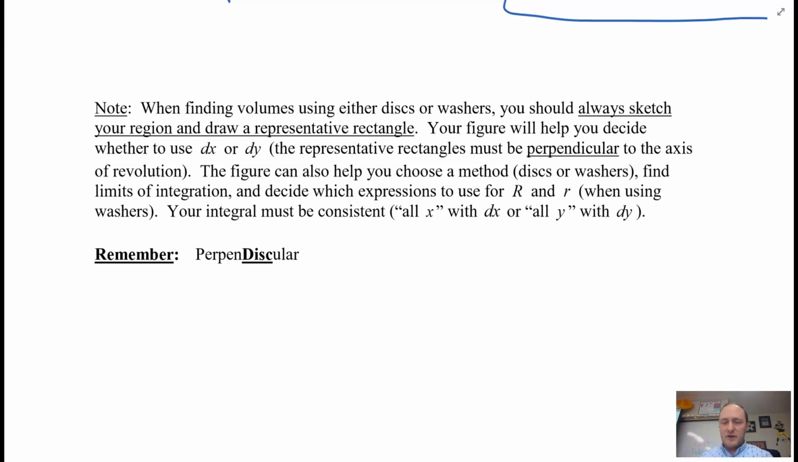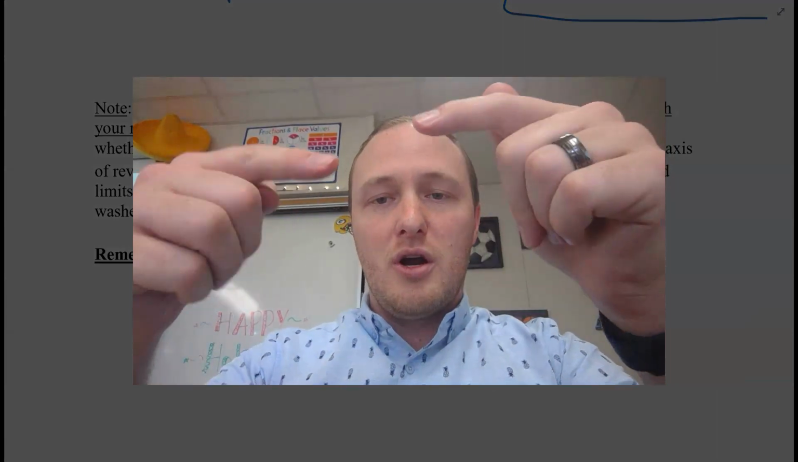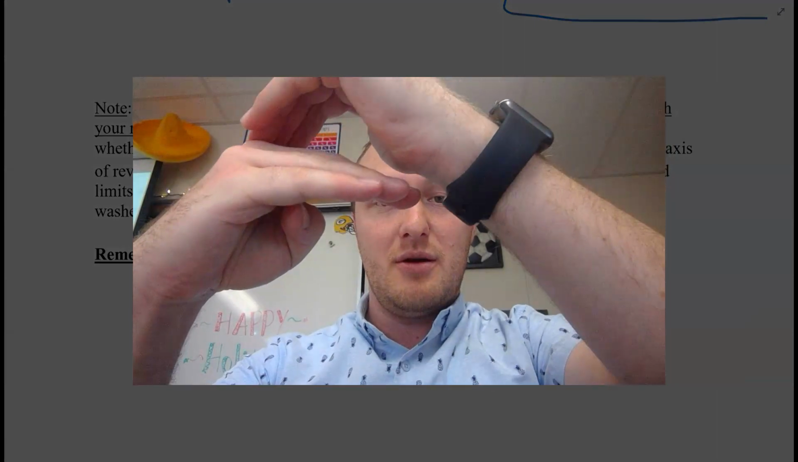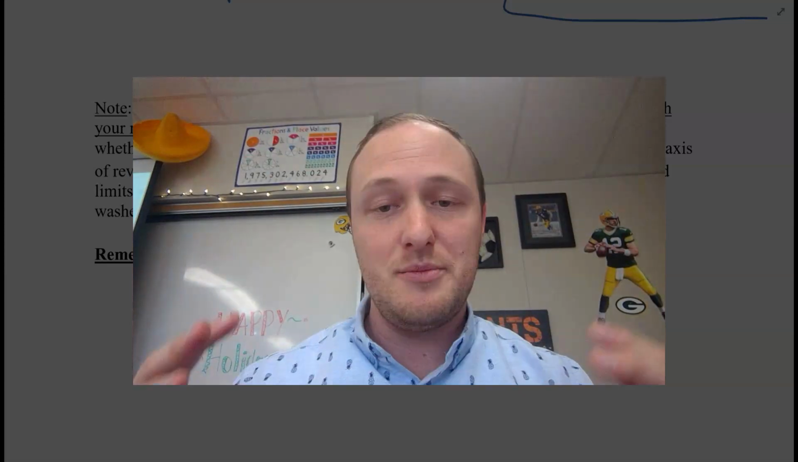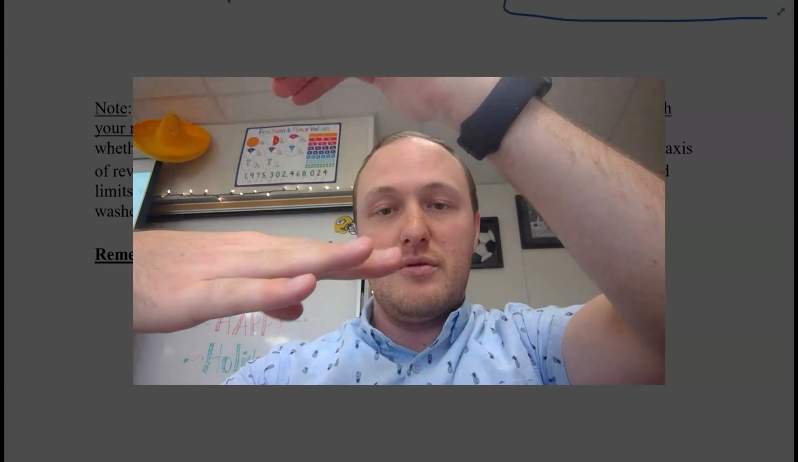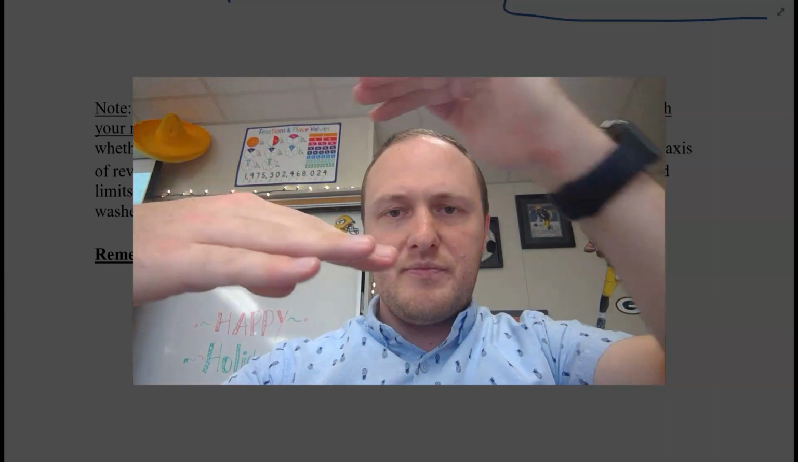Also, the figure will help you decide, do I need to use a disc or do I need to use a washer? If I have an object like this and I'm just rotating it, that's going to be completely solid. That's going to be a disc. Now, if I have a gap, so I'm rotating it about, but there's going to be an empty space in the middle, that's going to be a washer.